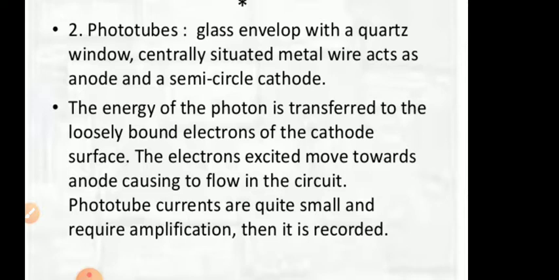They move towards the anode, which is a metal wire that is centrally situated in the glass tube. The excited electrons move towards the anode, causing the flow of current in the circuit. Phototube currents are very small and they require amplification. So we need an amplifier along with the phototube, and then it can be recorded.